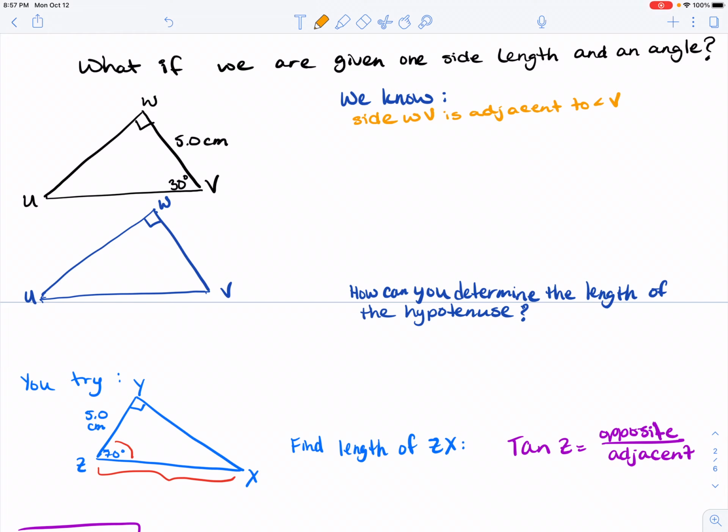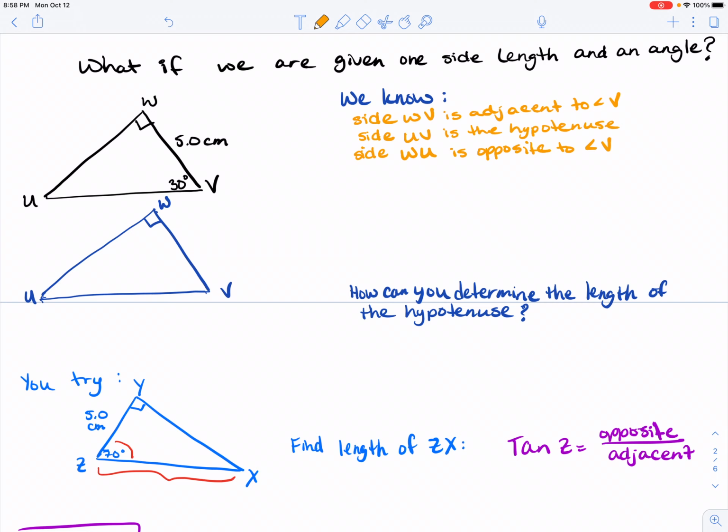What else do we know? We know that side UV is the hypotenuse. And we know that side WU is opposite to angle V.